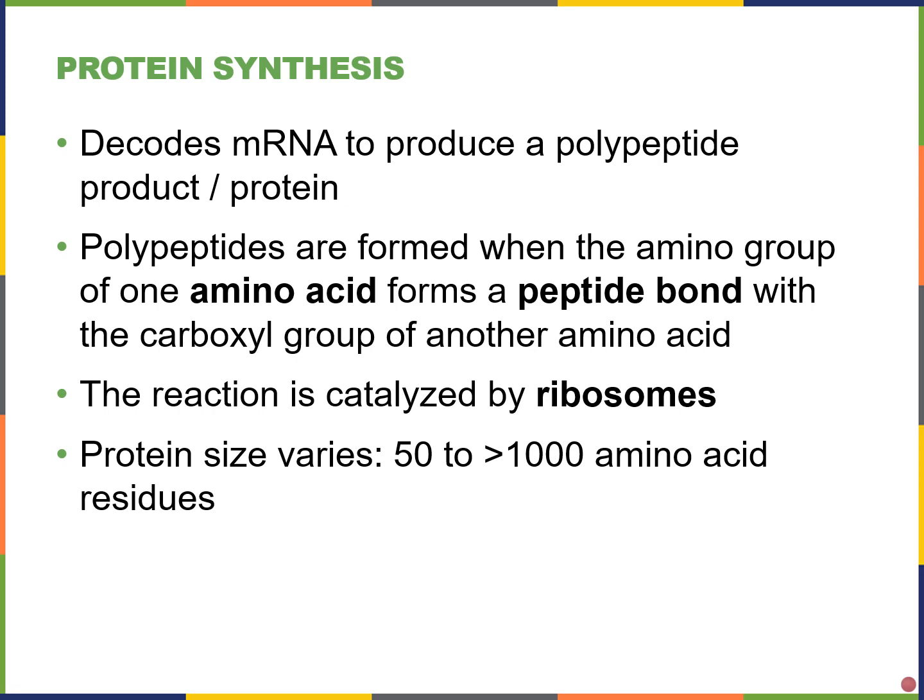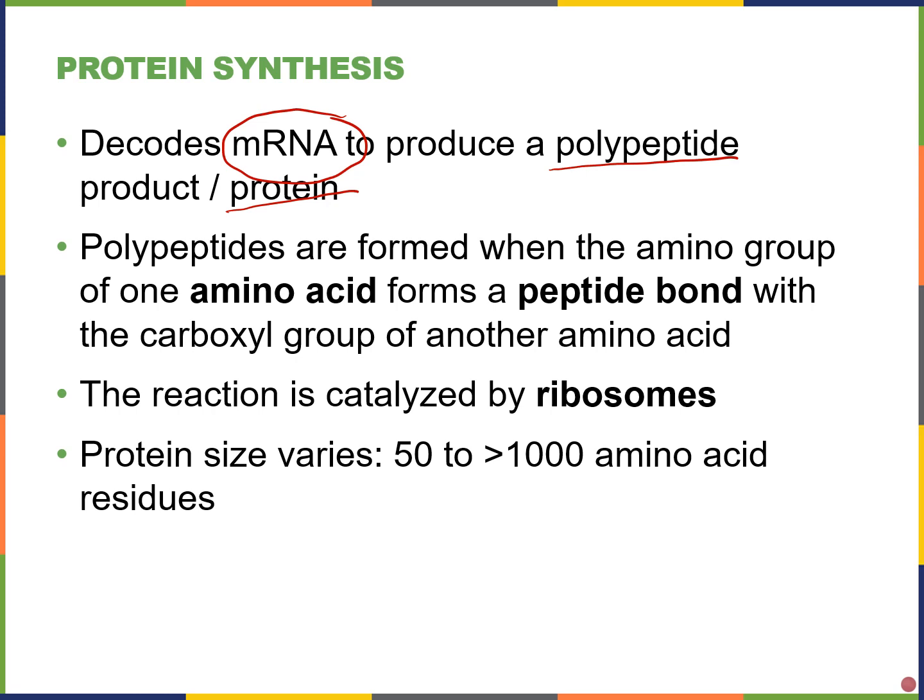So translation allows us to produce proteins, and it occurs when we decode the sequences in messenger RNA, and we saw those codons earlier, in order to add amino acids, link them together to form a polypeptide chain, and that will ultimately fold into a three-dimensional shape to generate our final protein product.